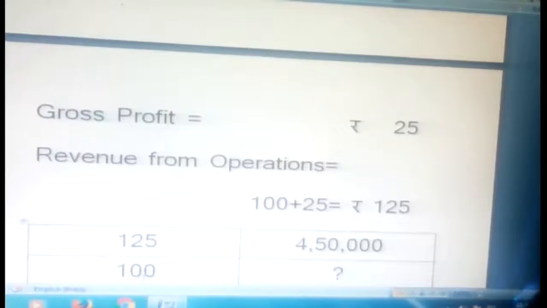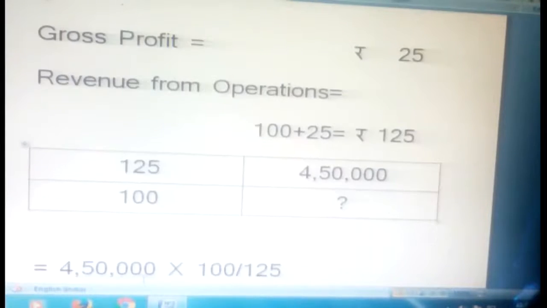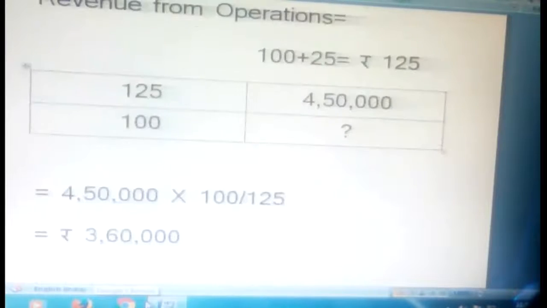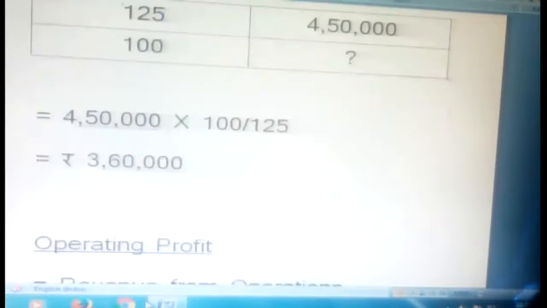So total revenue from operations is 125. As you do like this, see, 1,25,000 is our gross profit. So overall revenue from operations 125, for 125 we have 4,50,000. What is our cost of revenue from operations? That's what we do like this: 125 is equal to 4,50,000, then 100 is equal to how much? When you do cross multiplication, 4,50,000 into 100 divided by 125, you get cost of revenue from operations 3,60,000.